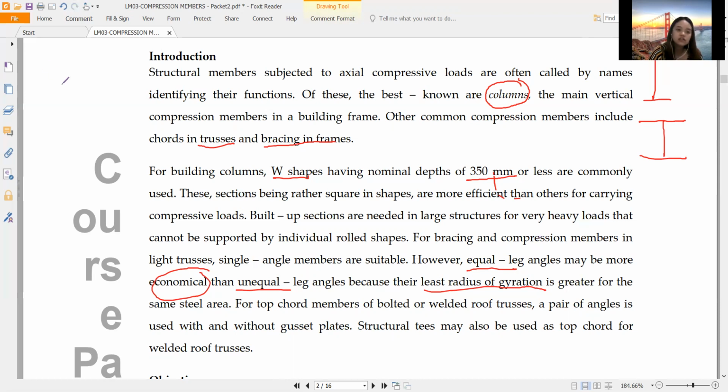Yung gusset plates, ito yung nakikita nyo na parang kala nyo piraso lang ng ganyan, yung mga ganyang shape, tapos may truss. Diba? May truss na ganyan. Akala nyo piraso lang siya ng bakal, pero pwedeng welded siya doon or bolted siya sa gusset plate. Okay. We can also use structural tees if we don't want to make double angles. Pwede tayong gumamit ng structural tees, no? Kung ayaw natin gumawa ng double angles. Pwede ng structural tees. Okay.